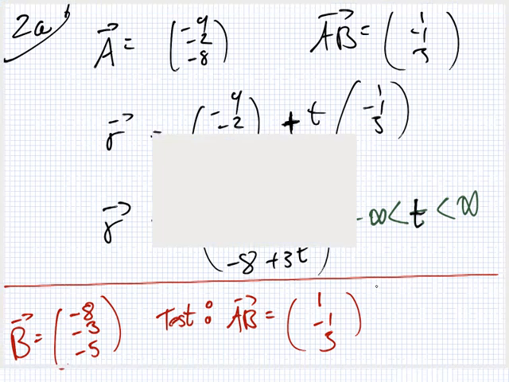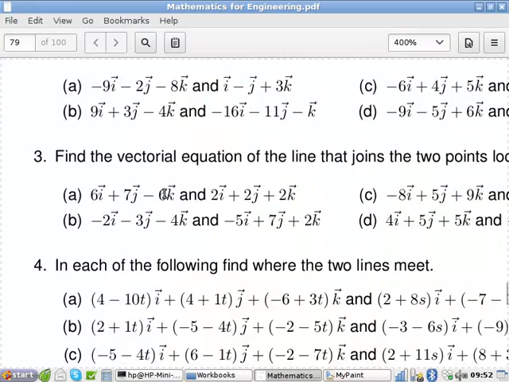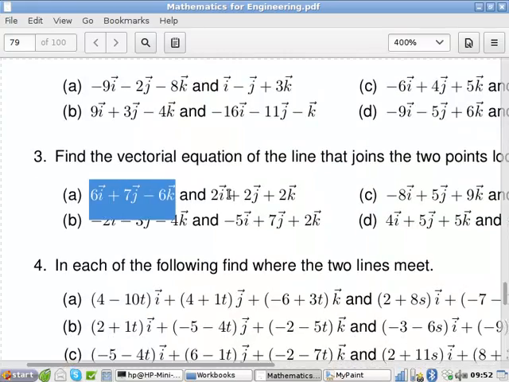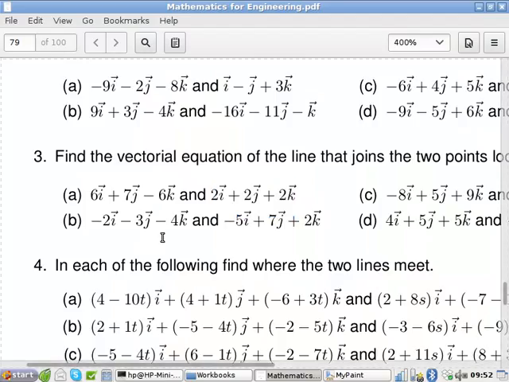So the next one now, this time I give you the 2 points A and B. Now I want you to try and give me the line. I give you A, I give you B, I want the line. You want R. Yeah, the line.